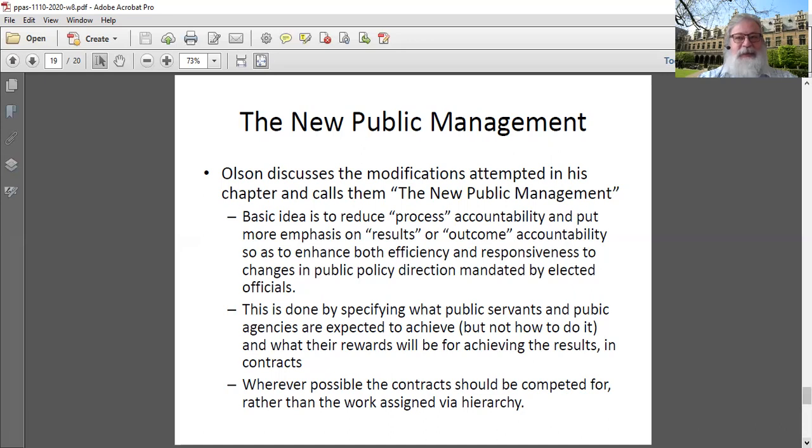Second, the new public management seeks to use monetary incentives to back this up. So not only do they specify what public servants and public agencies are expected to achieve, but they specify in employment contracts with the senior public servants what will happen if they meet certain criteria. Essentially, their pay is now tied to a certain extent to how well they meet the goals set by their minister.